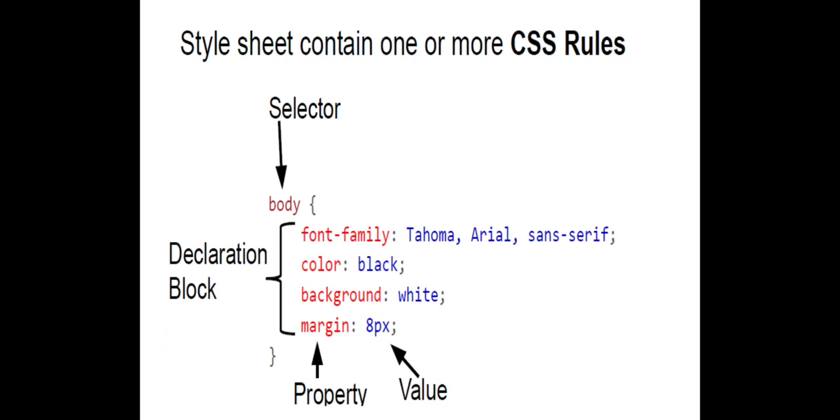Then in the declaration block we can declare the attributes and their values. Here you can see an example: font family Tahoma, Arial and sans serif, meaning the body can have this type of font. Color is black, background color will be white, margin is 8 pixel. Here the value can be a pixel value also. The property is nothing but an attribute. So these are the rules of style sheets.